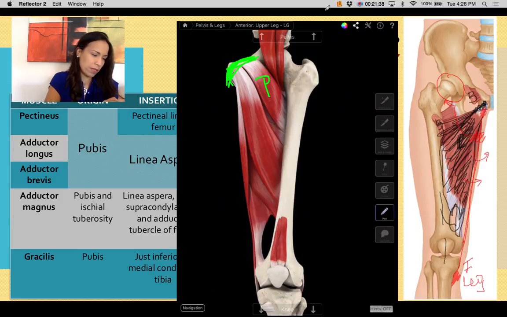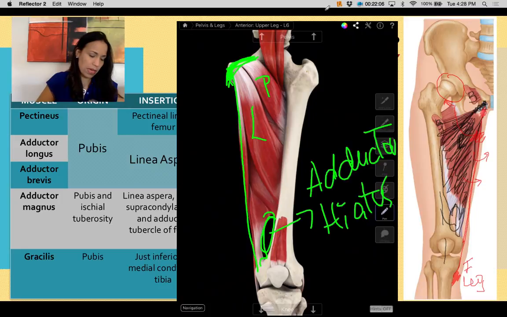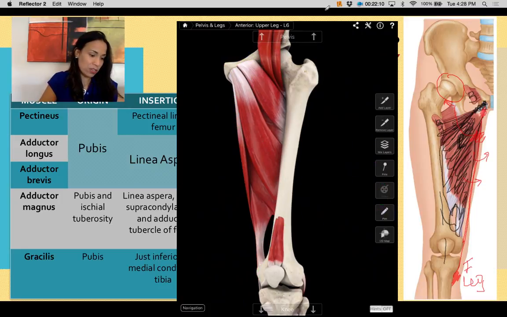Pectineus, that might be pectineus or brevis. I need to remove it to see. This is longus. This is the one that forms the hiatus. It's called the adductor hiatus. I don't have it written, but I think it's spelled like that. The one that creates that is the adductor magnus.